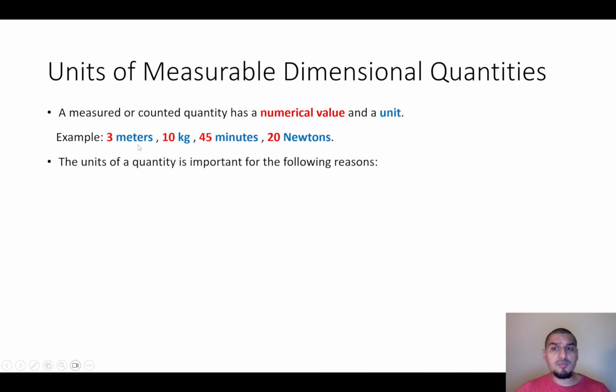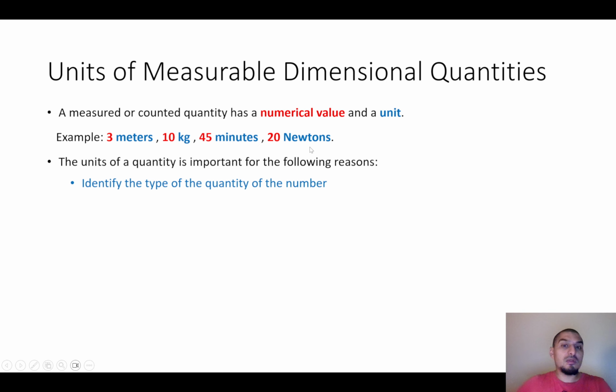So the units are very important when you define a quantity, and this is for many reasons. The first thing is that you can identify the type of quantity of the number. If I say that you have a quantity that is equal to 3, without saying that it's meters, then you don't know if it's length, mass, velocity, or force. There's no way you can tell by just looking at the number. But if you know that it's 3 meters, then you know that this is a distance. If you have a quantity of 10 kilograms, you know it's mass. 45 minutes, it's time. 20 newtons, it's force.